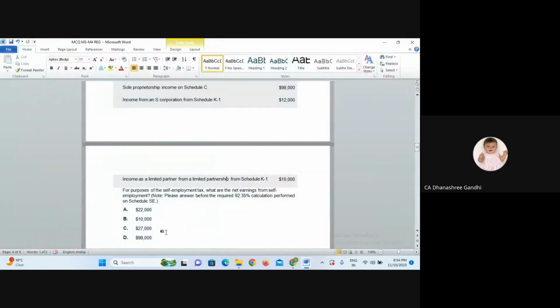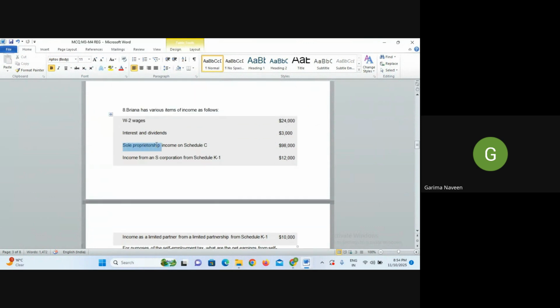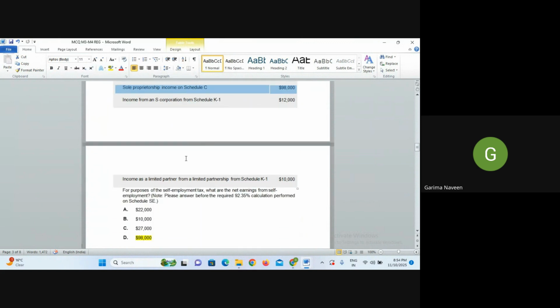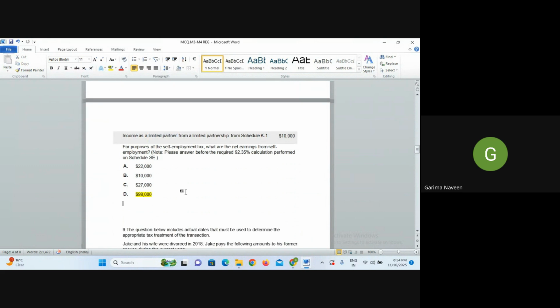C. Yes, correct. So you need to pay taxes on any business if you are doing it as a sole proprietorship. If you are getting any income from sole proprietorship, then you need to pay the self employment taxes. Also, if you are a general partner, then you need to pay self employment taxes. Since in this case you are a limited partner, you need not pay the self employment taxes on this partnership income. Okay.